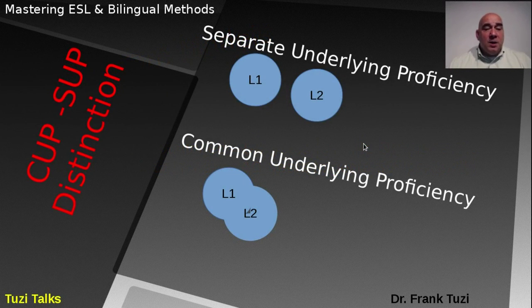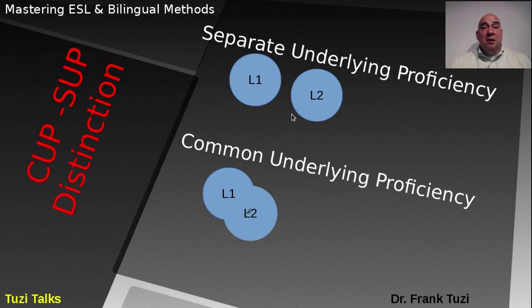Another area that they talked about in their research was this whole idea of CUP and SUP distinction. I have never heard of this before reading this text. And in my opinion, this is kind of a no-brainer. At least if you study second language acquisition, the only one that makes sense is the common underlying proficiency. But they wanted to spend extra time studying and investigating it. So we'll take a quick look at this whole idea of separate underlying proficiency and common underlying proficiency.